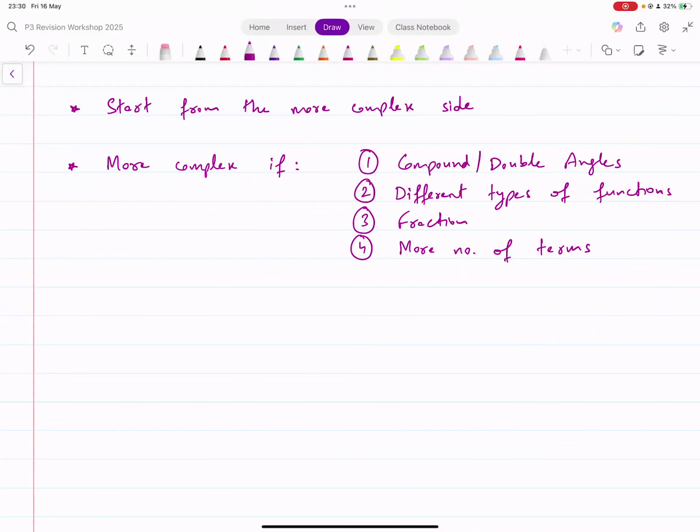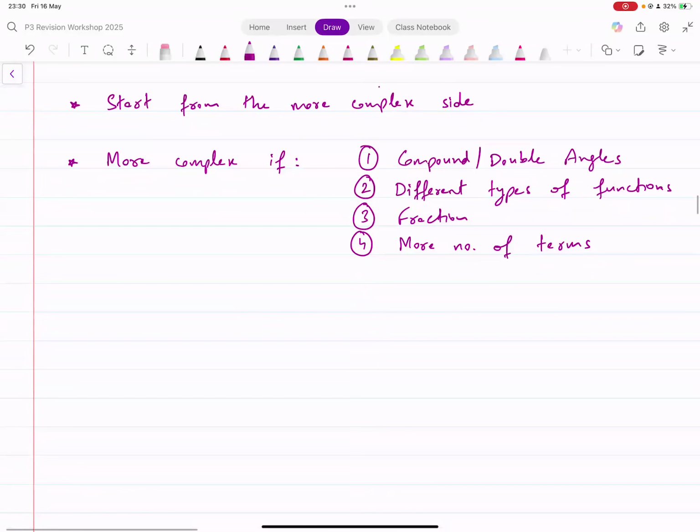So generally, they will write the identities like this, that you would start from the left side and equate that to the right side. However, you should still think about which side is going to be more efficient to start, because it can happen that starting from the right side in some rare case might be a better idea. So how do you decide which side to start from? You start from the more complex side.